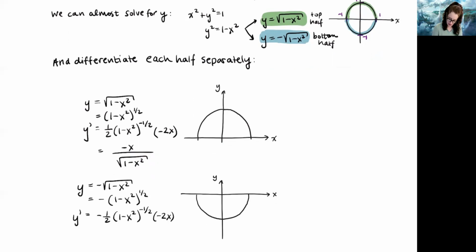Then the negative 1/2 and the negative 2 multiply to positive 1 this time. So we'll have positive x up top. And then we'll bring down the 1 minus x squared to the denominator and maybe rewrite it as a square root.